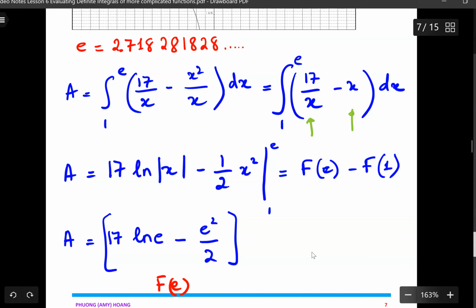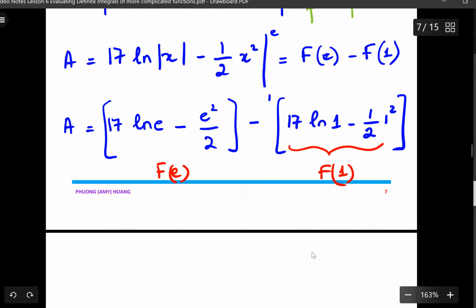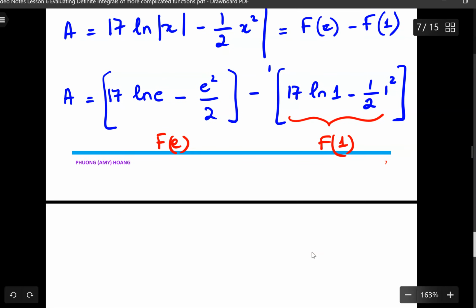And then I will subtract this with 17 ln of 1 and subtract 1 over 2 times 1 squared. Where the x is, replace it by 1. So this will be my F of 1. We just have to perform the order of operations in this case. So 17 times ln of e. What is ln of e? ln of e is actually equal to 1.